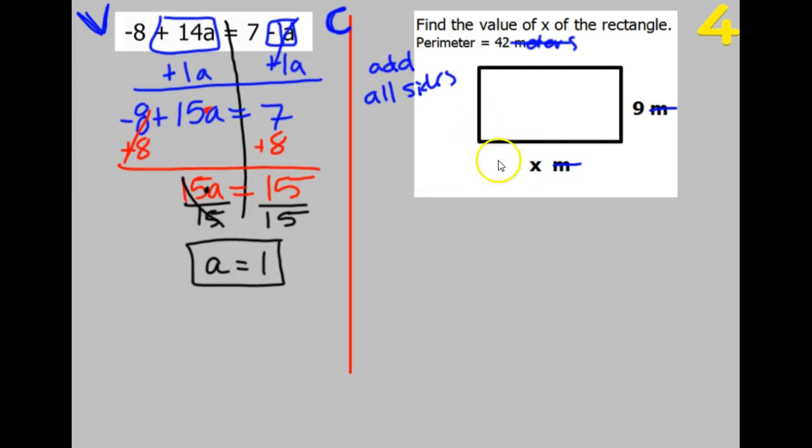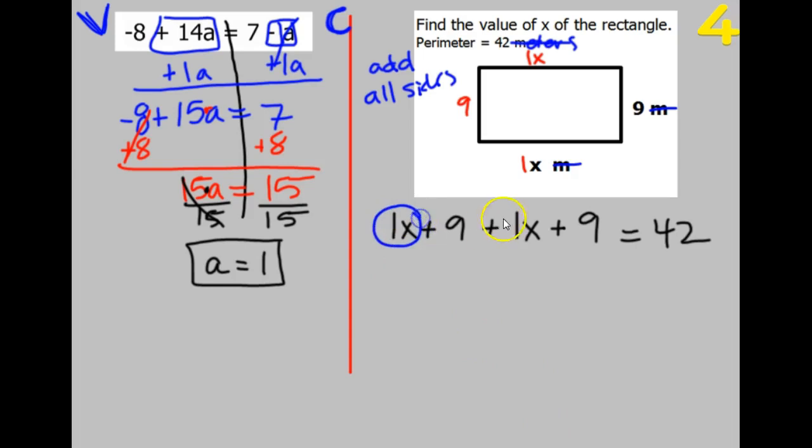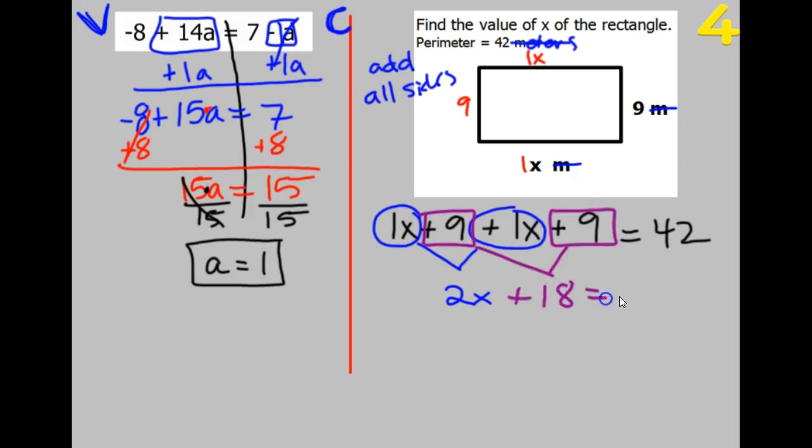We know this is a rectangle, so if the bottom is 1x here, the top is also 1x. If the right side's 9, the left side is also 9. So we know that all four sides have to add up to 42. Well, let's add them up. We have 1x plus 9 plus 1x plus 9. So if we combine our like terms, 1x plus 1x would give us 2x. And then 9 plus 9, we're adding, is 18. And it's all equal to 42.